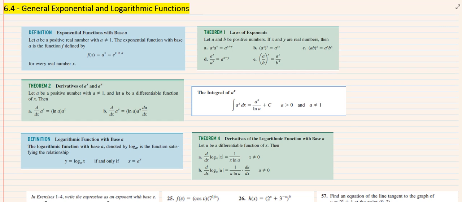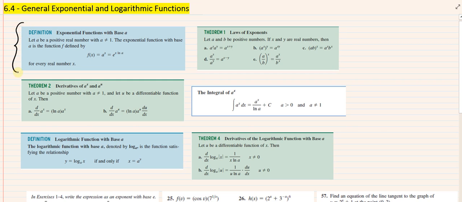In section 6.4, we're going to look at the general exponential and logarithmic functions. In the previous sections, we started by talking about the natural logarithmic function, and we also looked at the exponential function. So we're just going to generalize those to any kind of exponential function, not the ones that have base e necessarily, and to any logarithmic functions, not the ones necessarily that are natural logs, again, those that are logs base e. So we're going to begin with our definition of exponential function with base a.